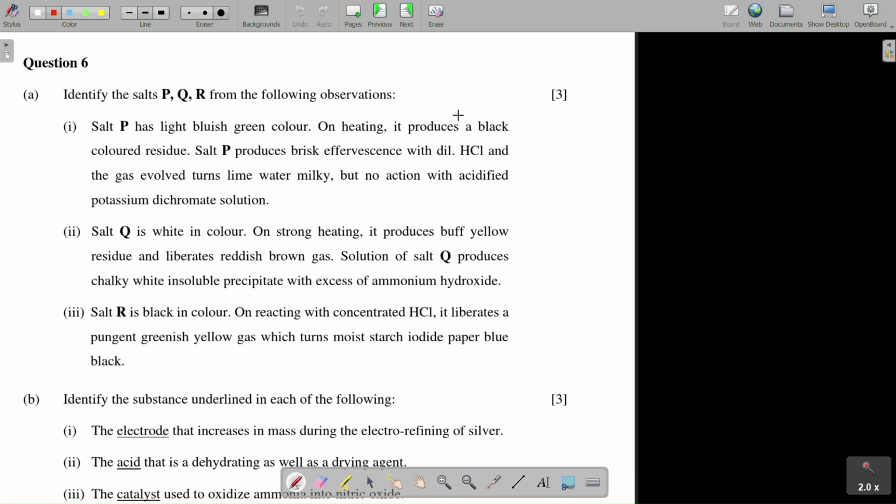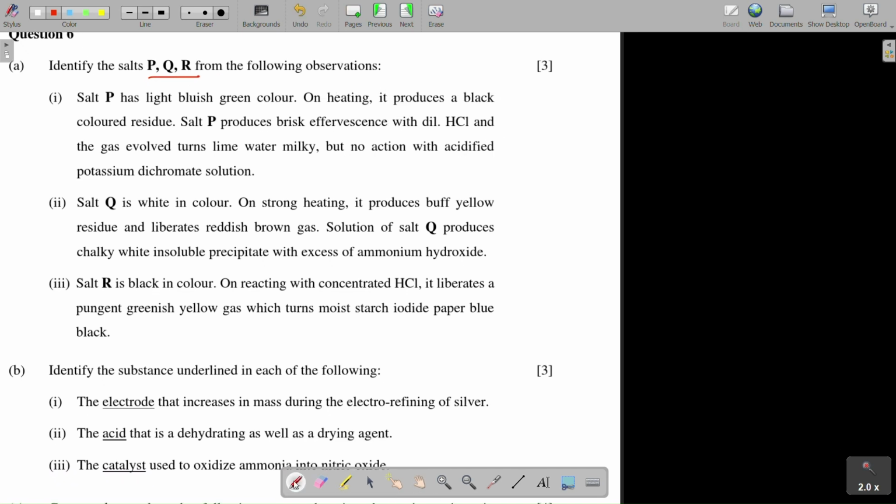Okay, next, question number 6. Identify the salts P, Q, R from the observations. Very important, most of the time these are practical based questions. Salt P has a light bluish green color. Usually remember, blue or bluish color will be copper compounds, most of the time. On heating, it produces a black colored residue.